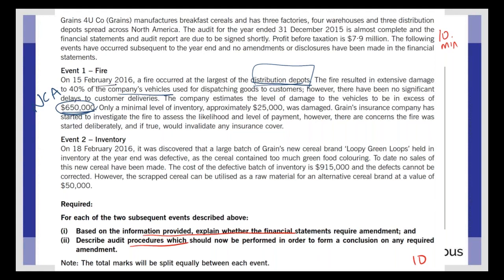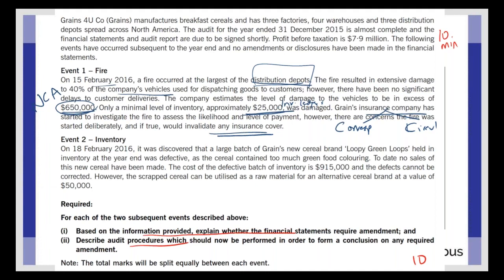They said on 15th February, inventory in that depot was 25,000. Now, which records show the value of my inventory? The inventory ledger or inventory records. So I'll confirm inventory records on 15th February to find out how much inventory was there on the date of the fire. Then they said, oh, there's a third party. The minute you see a third party, there are easy marks. I can either inspect the correspondence or I could circularize the insurance company and find out the chances that they will be covering the damage through their insurance policy.